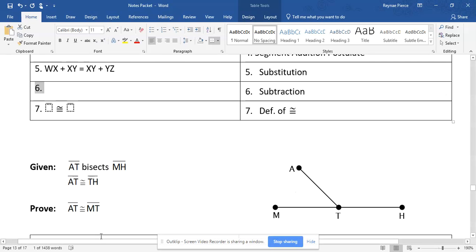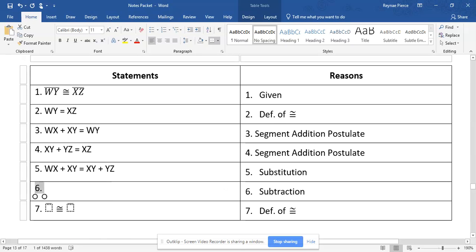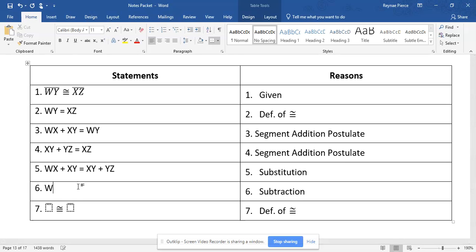Now step 6 here. If we look, both the left and the right side of this equation have an XY, and so we can subtract XY from both sides, and that will give us WX equals YZ. And again, that's because we are subtracting an XY from both sides.